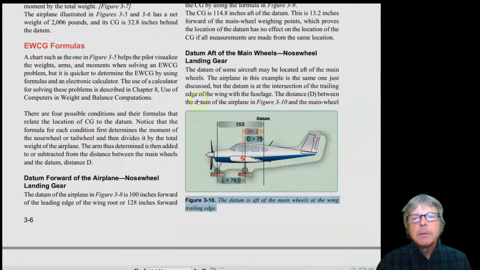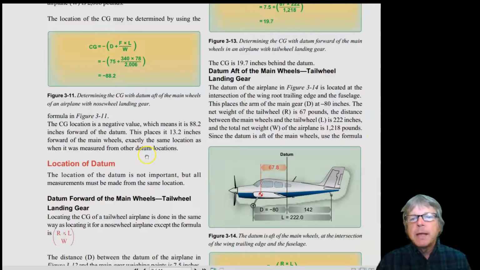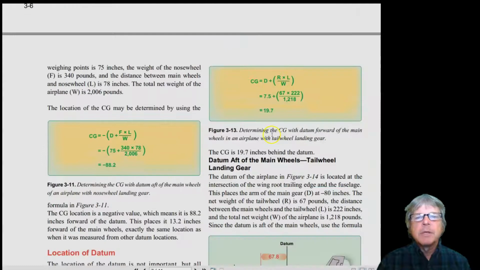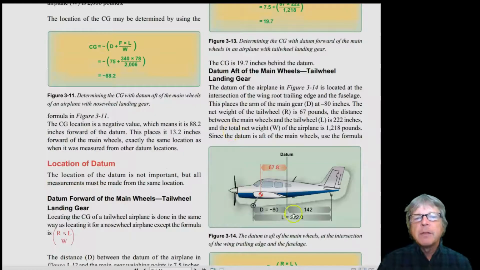There are some formulas in 3-6 and 3-7. We may get into these a little bit later. I stick with weight times arm equals moment because it's simple and it works most of the time. There's been only one time in my career as an A&P where I had to use these other formulas. These other formulas configure the airplane in different ways, like a tail dragger, an airplane with a tail wheel on the back. You can do some calculations using these formulas.